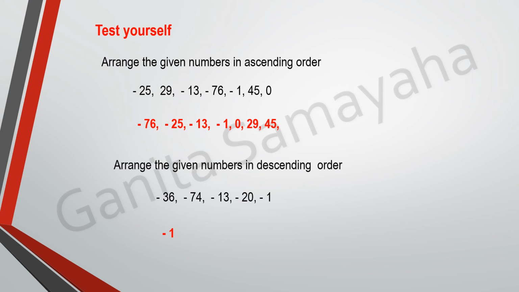-1. Yes. After -1, -13. Then -20. And then -36. Then -74. Good. I am sure all of you have understood this and you are all very clear with this concept of which is the greater number and which is the lesser number with respect to integers. Which is the greater integer and which is the smaller one. Hope all of you have understood clearly.